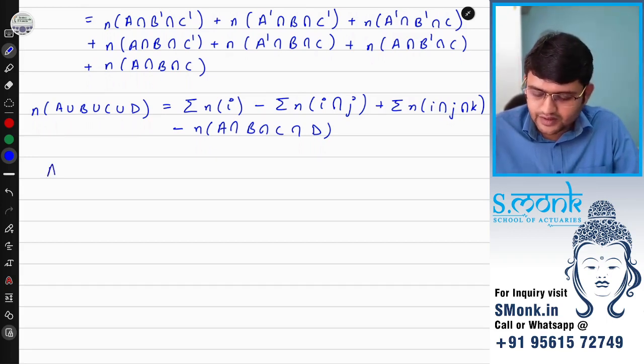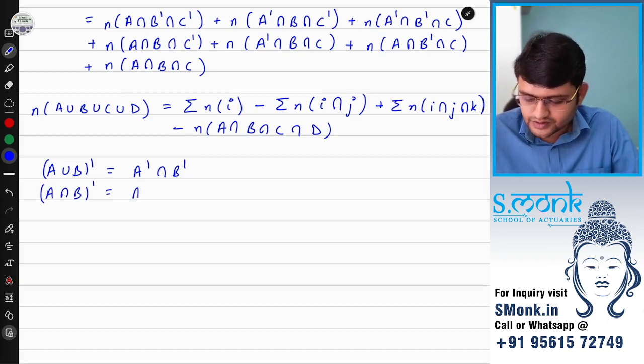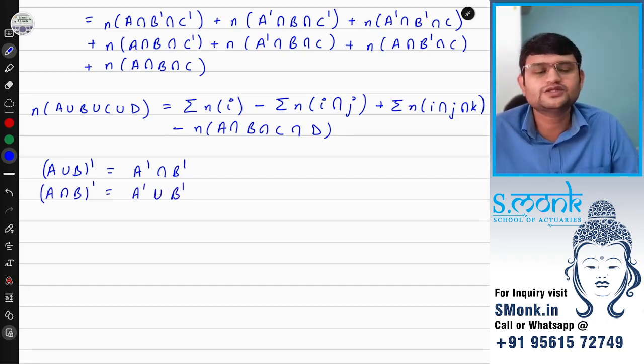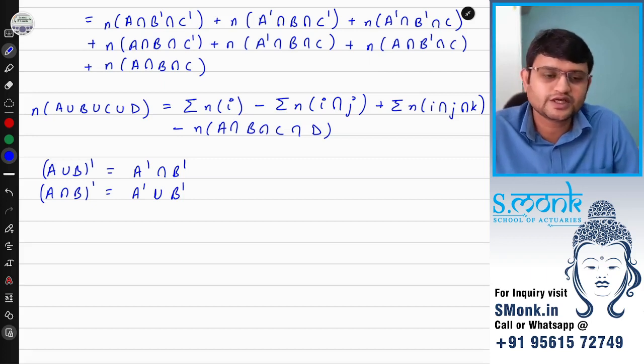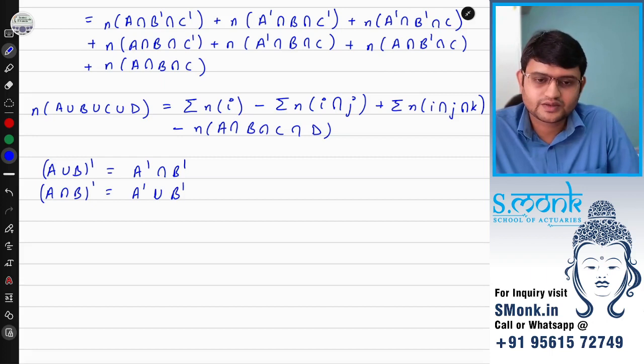Then simply, if you have (A union B) complement, that is the same as A complement intersection B complement. (A intersection B) complement is A complement union B complement. These are the few things that we need to understand about sets before we go to probability.